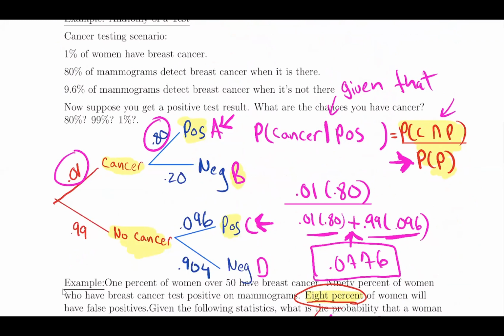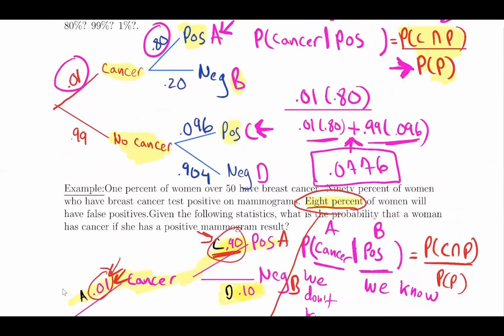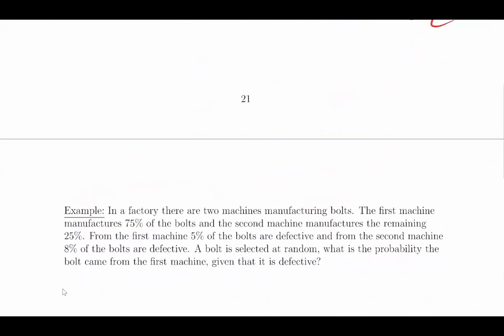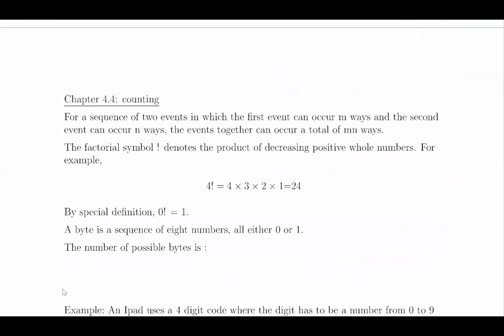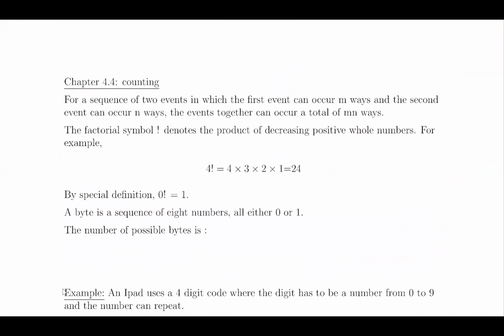All right. So the next thing that we're going to go over is something mathematical that you should have known, but if you don't know, it's okay. I'll teach you right now. So the next section we're going to, chapter 4.4, is called counting. One thing that you have to know to do this section is what this symbol represents.